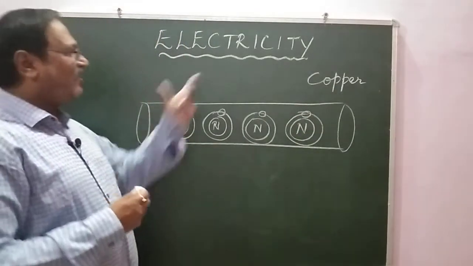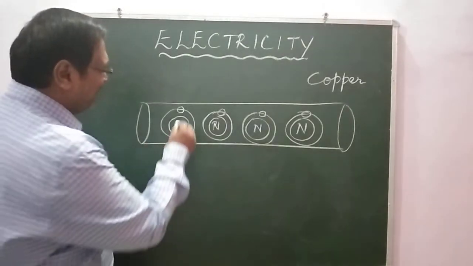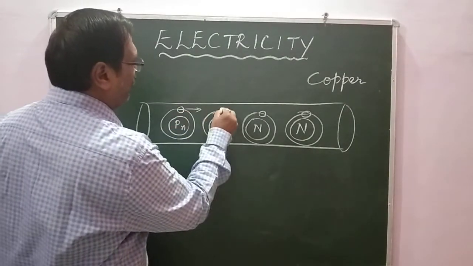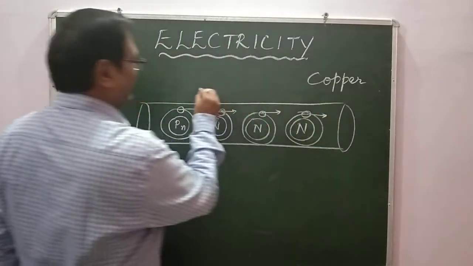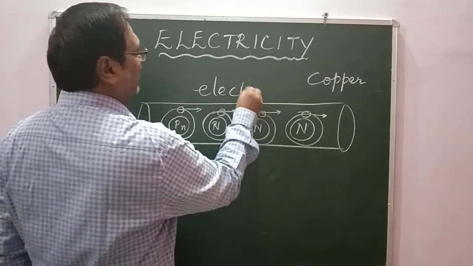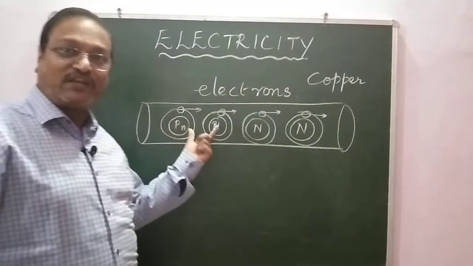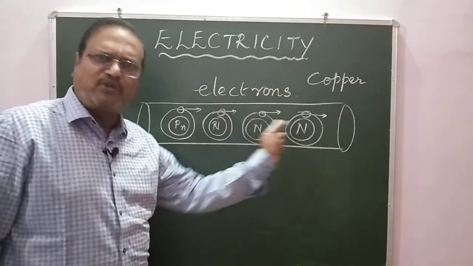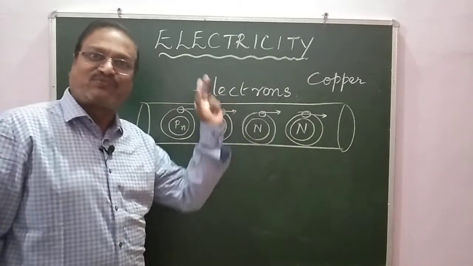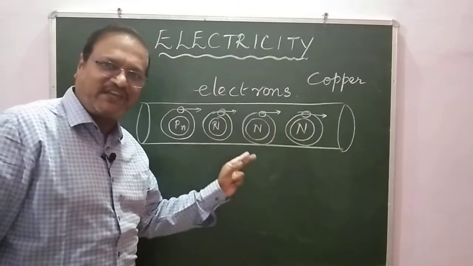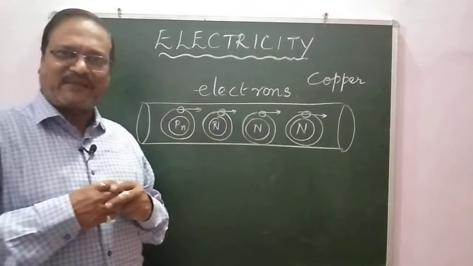Now what is electricity? Electricity is the flow of electrons. You see, the electrons are flowing. They are going to move, and when they move, we say current is flowing. We say electricity is there. Yes, you understand what I am saying?